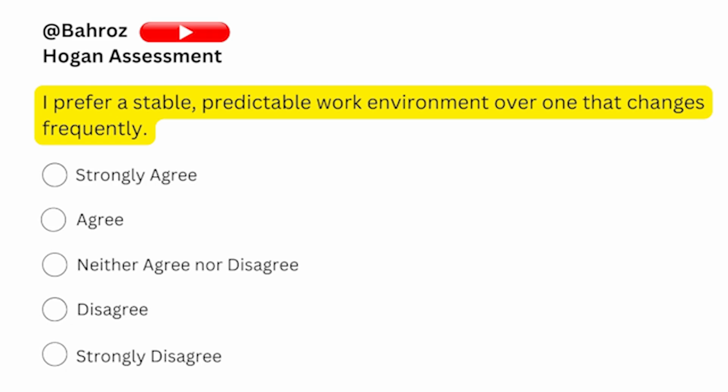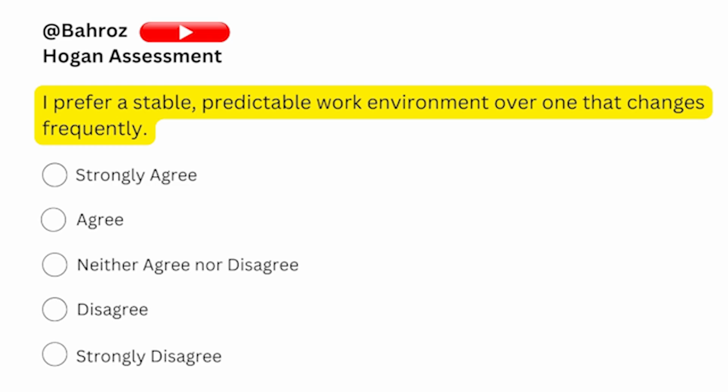Question 18. I prefer a stable, predictable work environment over one that changes frequently. The security scale measures how much you crave structure, routine, and predictability versus how comfortable you are with ambiguity and change. For traditional hierarchical organizations or roles with well defined processes, scoring moderate to high here is fine. But for startups, consulting, fast scaling companies, or roles that explicitly require adaptability, answering agree or strongly agree is a red flag. It signals change aversion.